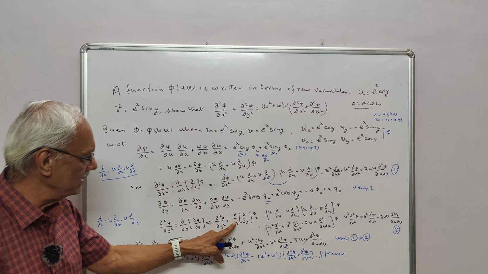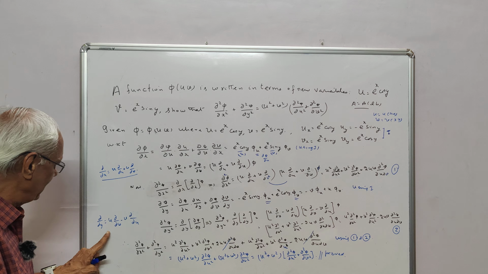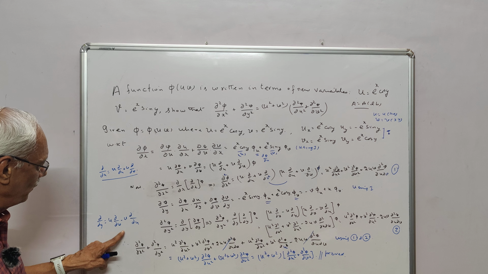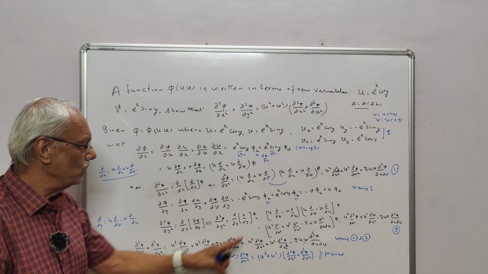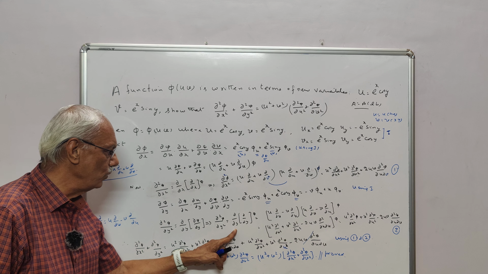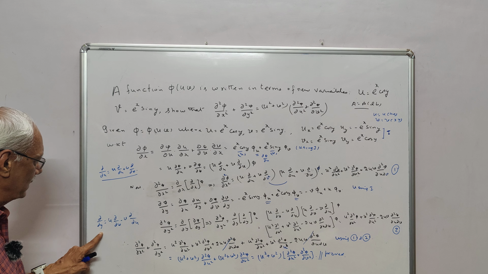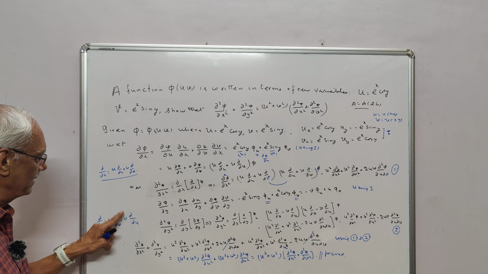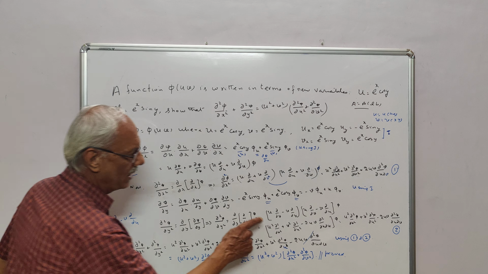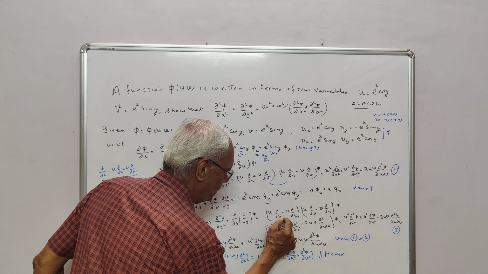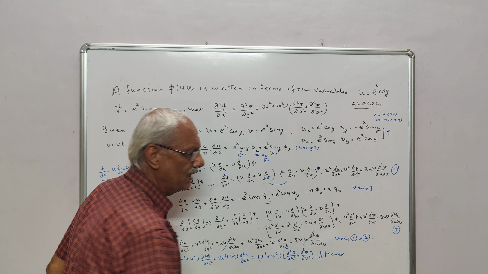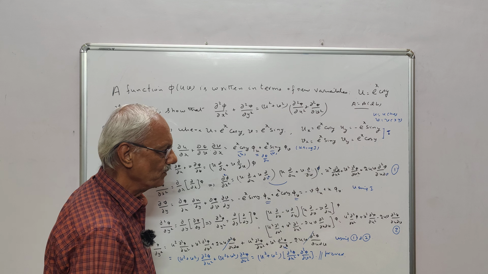So in this place, ∂/∂y, you can write it as u into ∂/∂v minus v into ∂/∂u. So I replace this ∂/∂y by this value, namely ∂/∂y equals u into ∂/∂v minus v into ∂/∂u. Now I substitute here and also here, and it is operated on the function φ.